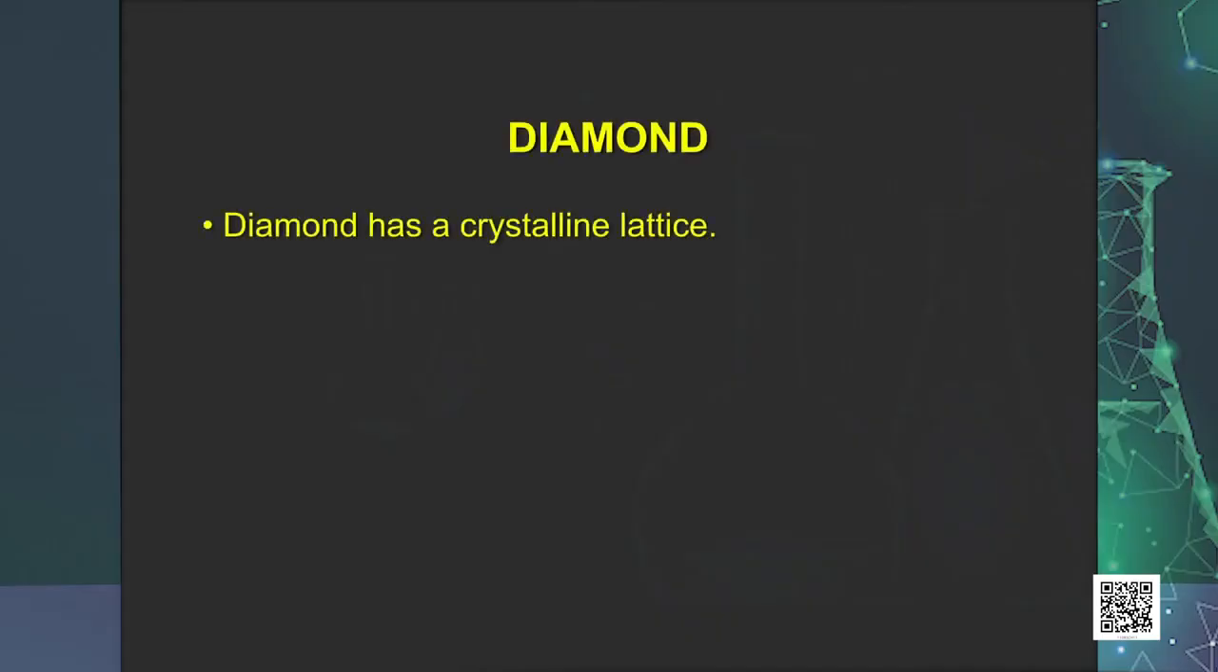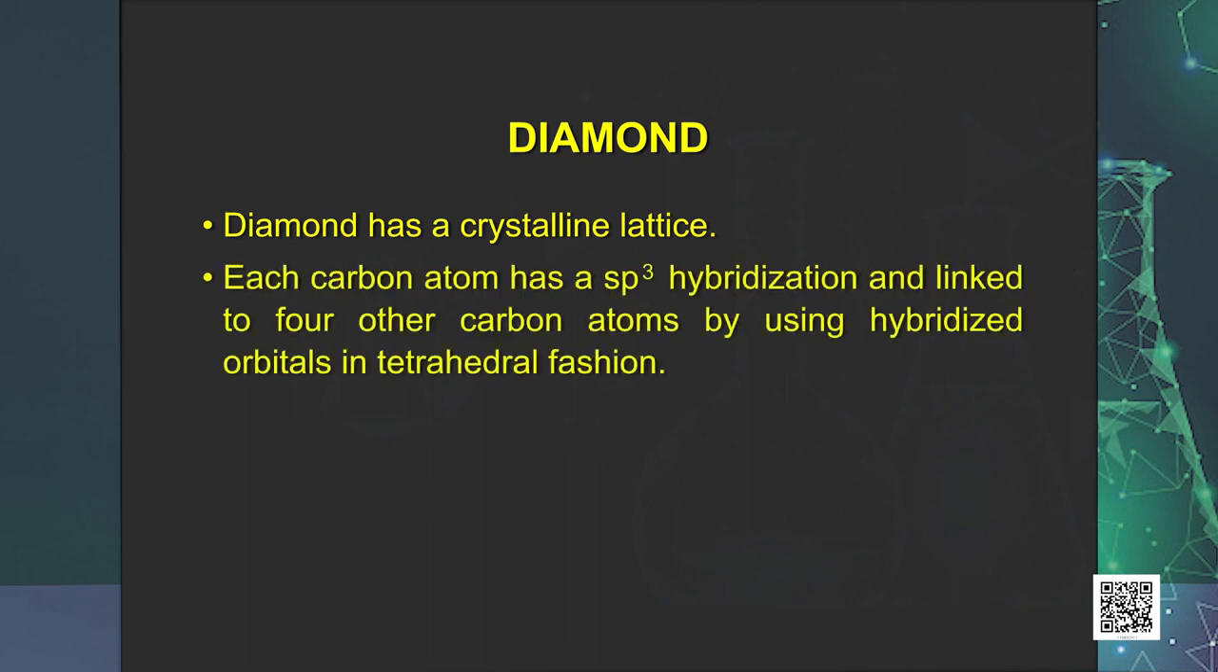The first allotropic form that we will learn about is diamond. Yes, it is the same diamond that is used for making beautiful ornaments. Diamond has a crystalline lattice. In diamond, each carbon atom has sp3 hybridization and is linked to 4 other carbon atoms by using hybridized orbitals in tetrahedral fashion. The carbon-carbon bond length is 154 picometer.